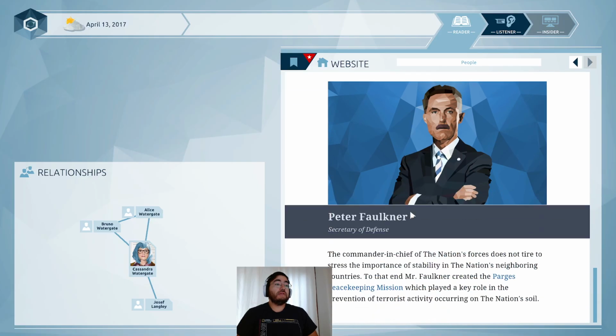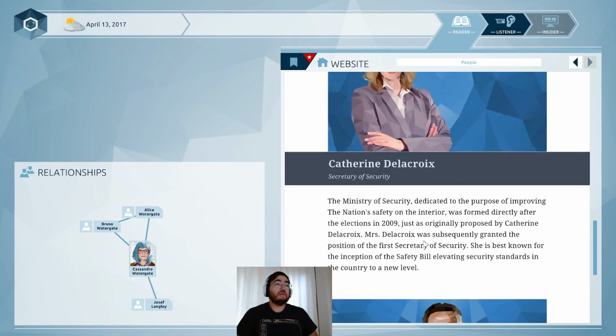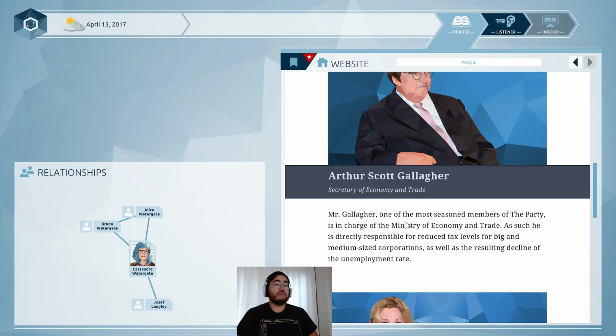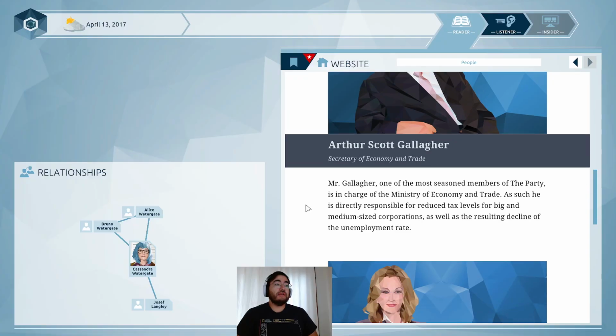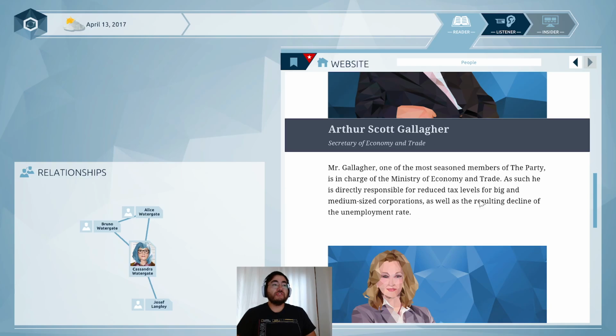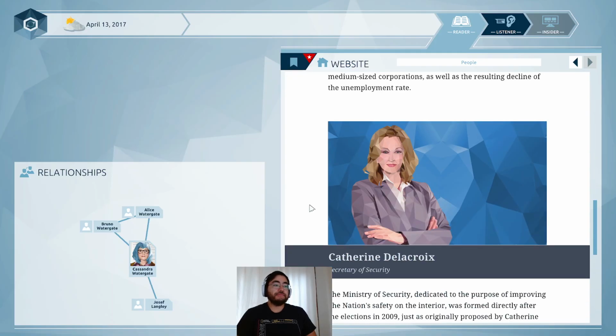Do we need to know any of this? I'm not sure. We'll just look through these really quickly. Secretary of Economy and Trade. Mr. Gallagher, one of the most seasoned members of the party, is in charge of the Ministry of Economy and Trade. As such, he is directly responsible for reduced tax levels for big and medium-sized corporations, as well as a resulting decline in the unemployment rate. So he's in charge of the economy, essentially, and taxes and business, stuff like that.